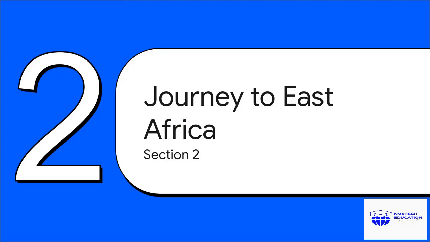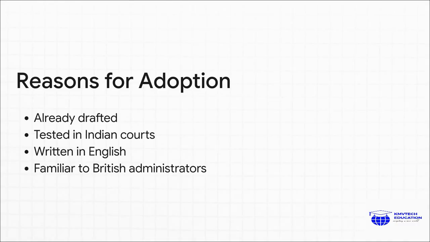Moving right along to Section 2, Journey to East Africa. So, how did an Indian statute end up here? Well, it really just comes down to the practical realities of colonial administration. The British administrators governing East Africa needed a functional legal system that could stretch across vastly different territories, often managed by folks with wildly varying levels of legal training. The 1872 Act offered a ready-made, elegant solution. It was already drafted and had already been tested in Indian courts, it was written in English, and crucially, it was very familiar to British administrators who had previously served in India.